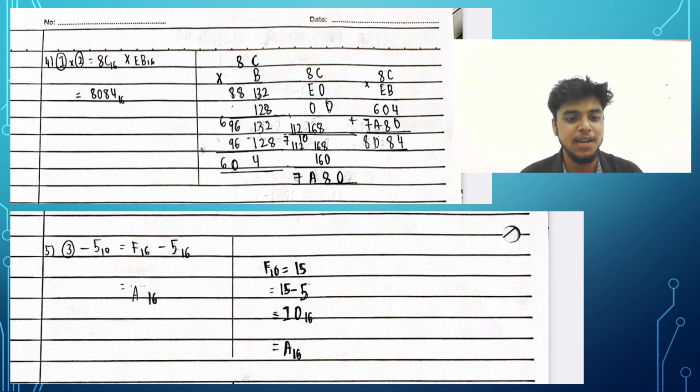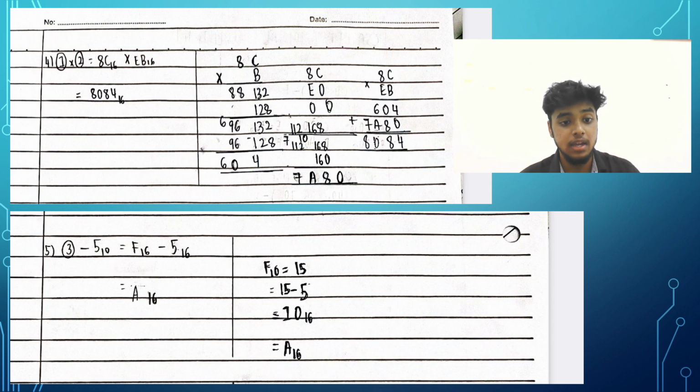Okay, the fourth part is to multiply the first step with the second step, which is 8C multiplied with EB. Let's look at the manual calculation. 8C multiplied with B ends at 604. Next, 8C multiplied with E0 ends up at 7A80. For the final calculation, we put 604 under the operation and add it with 7A80, which ends up at 8084.